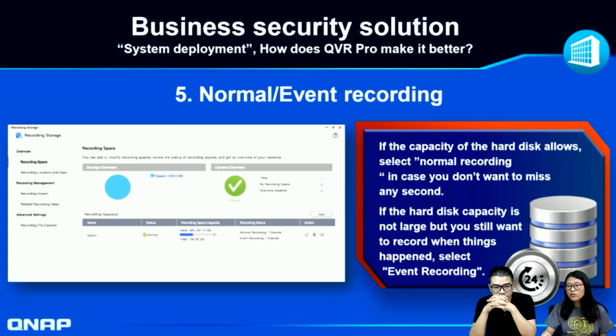So for normal and event recording, if you don't have a large volume and you think it's impossible to record 24/7, you can just set up event recording. It will only record when an event happens, and you keep just the important moments. And if you don't want to miss any second, just set up normal recording. It will record 24/7.